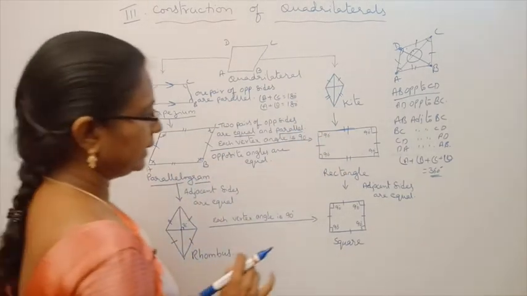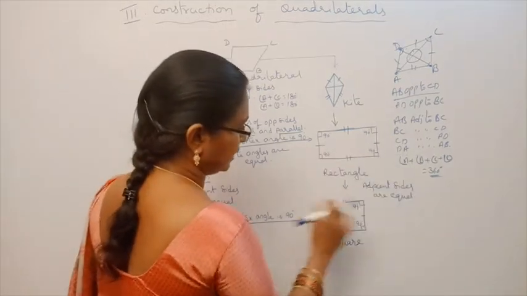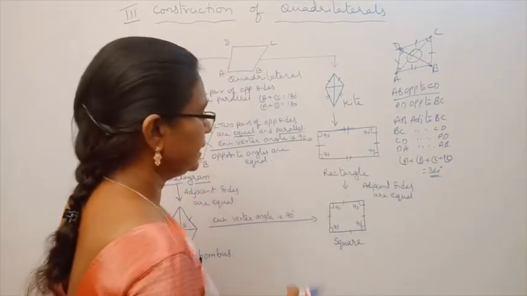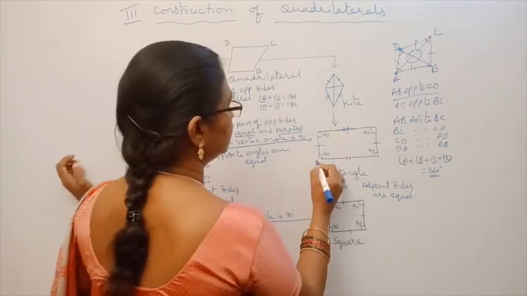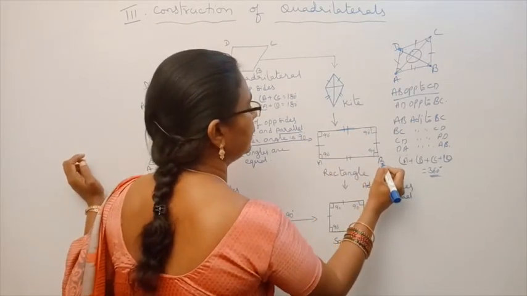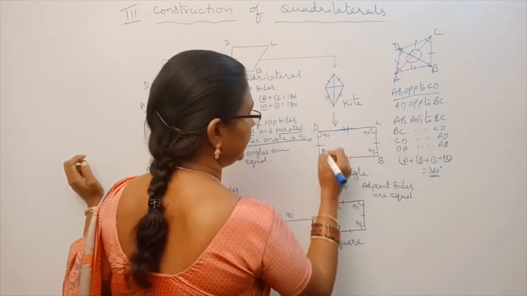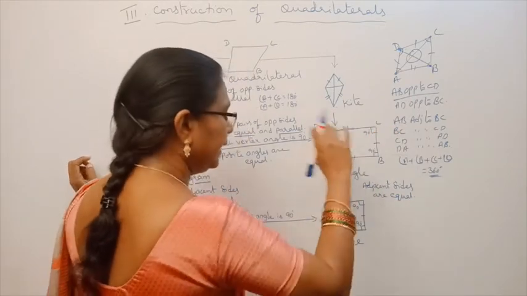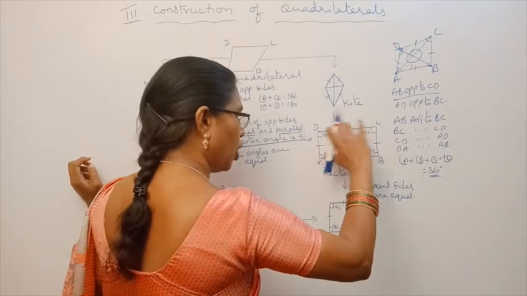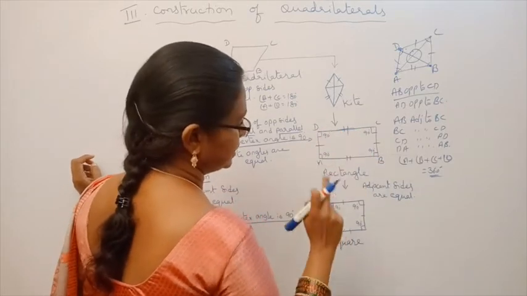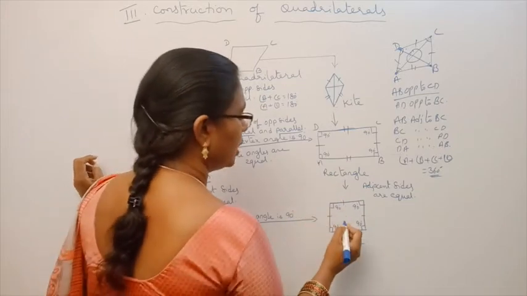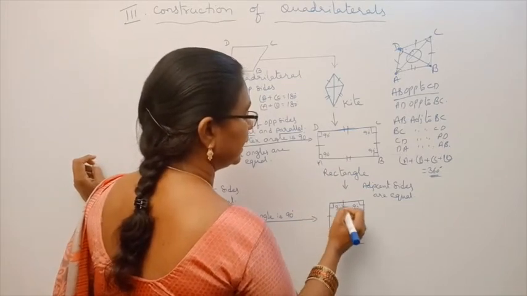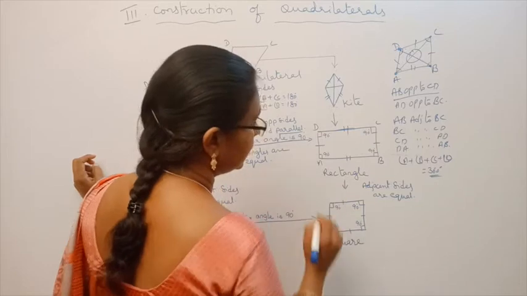In a rectangle, suppose adjacent sides are equal, it becomes a square. In a rectangle, opposite sides are equal: AB equal to CD, AD equal to BC. If all sides are equal and each angle is 90 degrees, it becomes a square. All sides are equal in a square and each angle is 90 degrees.